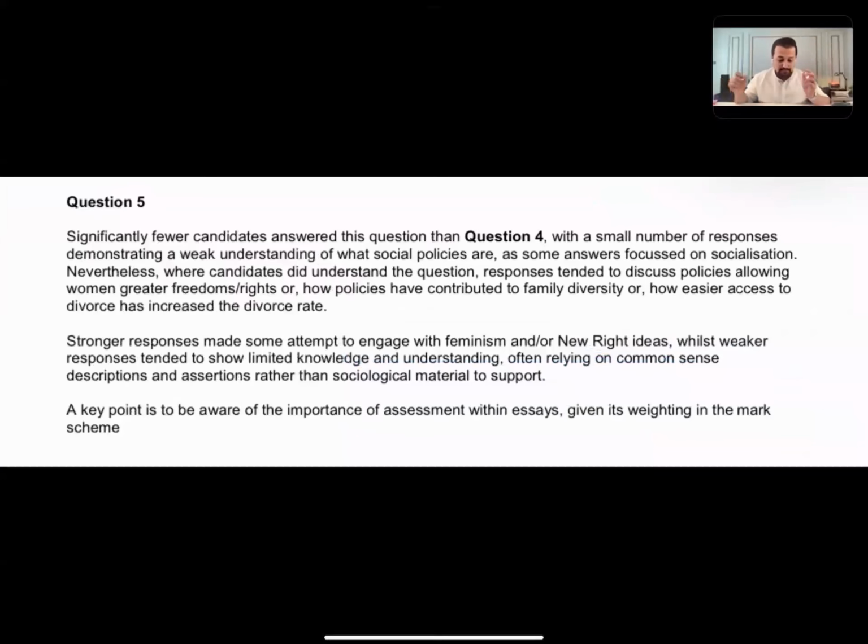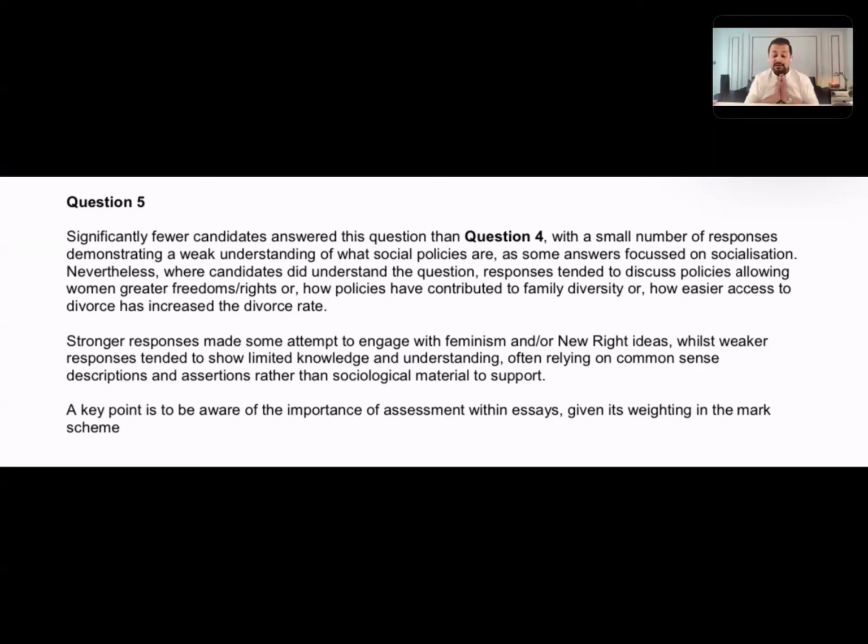Having a look at this examiner report, it says significantly fewer candidates answered this question than question number 4, because not many students might have prepared for this, and there's a possibility that not many students might have understood this question. Like you guys, there are many students who find this difficult, even when it's not. You find it difficult because the book that you've been referring to doesn't have a separate heading that says family and the state.